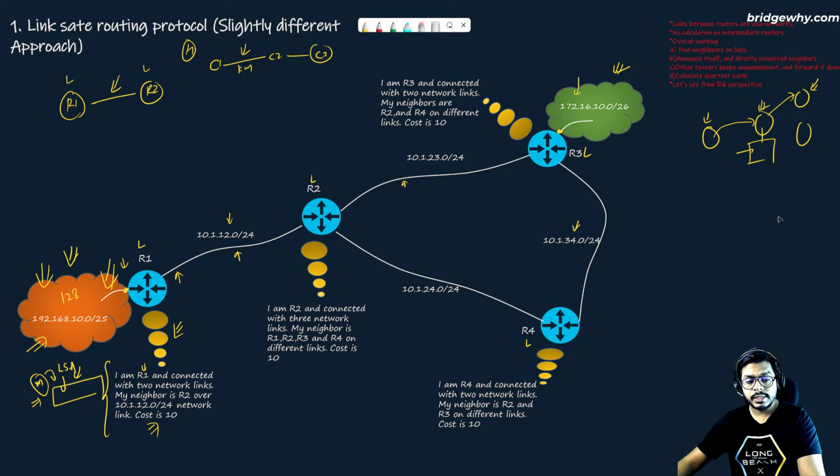Along with that, R1 is saying the cost is 10. What is the meaning of the cost being 10? It is saying, on whatever link it is going to advertise this, it is going to introduce the cost of that link, right? On what basis? What are the nitty-gritties associated with cost? We don't know yet, and believe me, we are going to discuss it in detail. But overall, how it is working, it is including the cost.